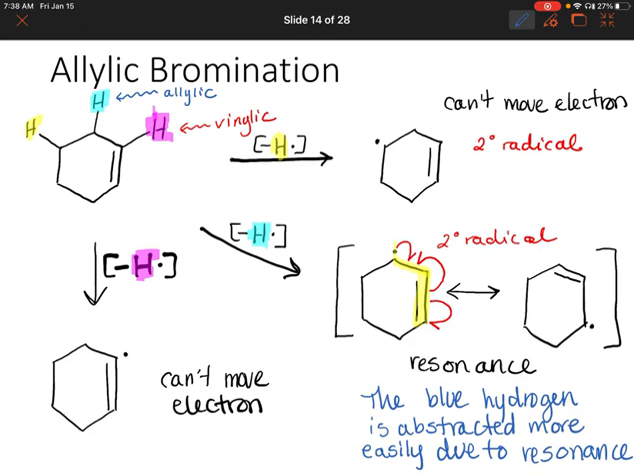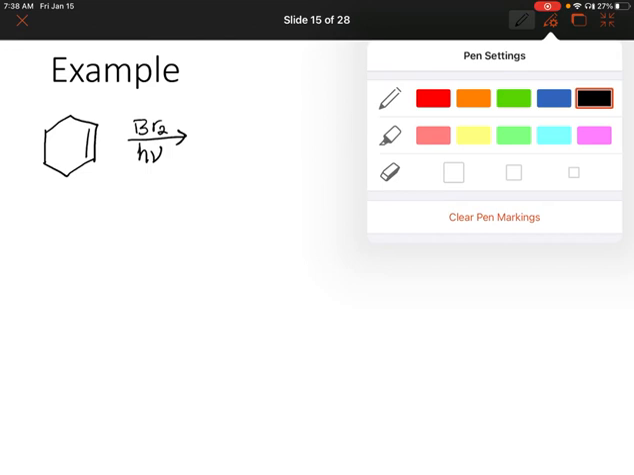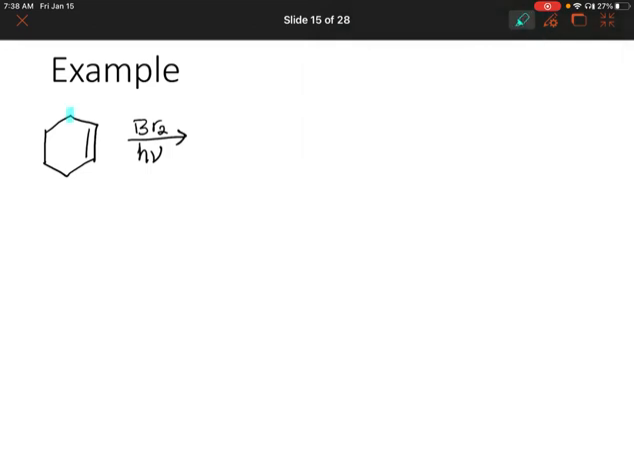Okay, so now let's talk about allylic bromination. So let's say we start with that same molecule, cyclohexene, and we add Br2 and hν, which is energy or light. So we would assume this is a radical reaction, right? And we would assume that a hydrogen would be abstracted at the allylic position. So I'll just highlight that.